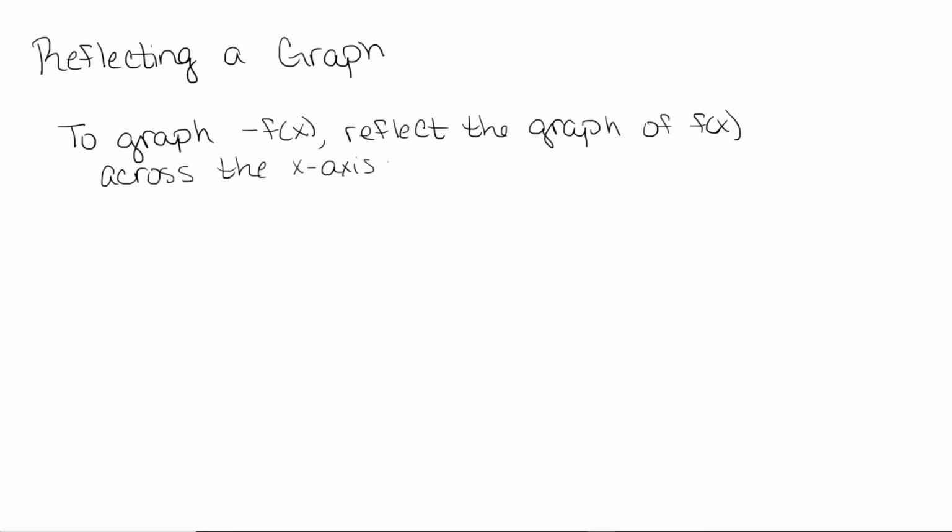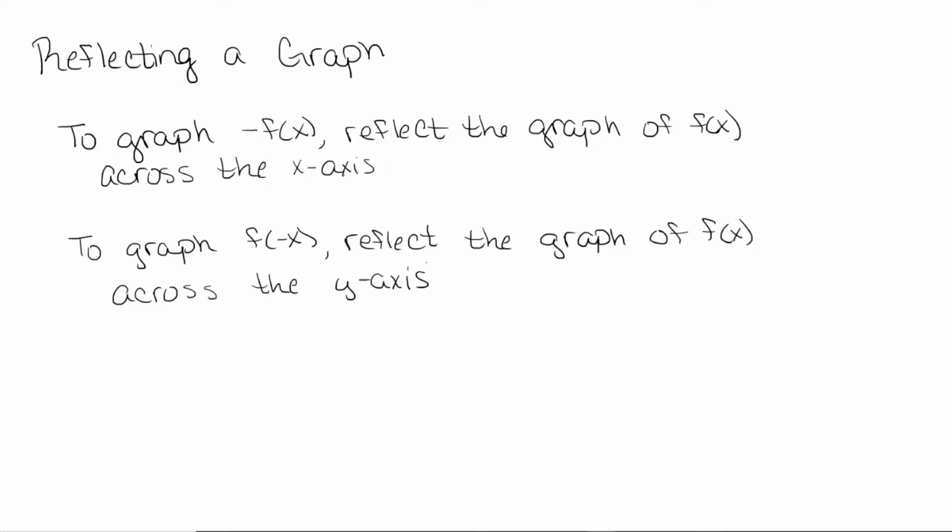Let's look at how we can reflect a graph across either the x-axis or the y-axis. To graph negative f of x, where we change the sign of the entire function, we'll reflect the graph of our original function across the x-axis. If we want to graph f of negative x, where we only change the sign of x, then we reflect the graph of f of x across the y-axis.